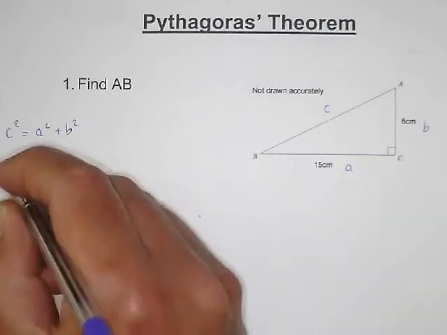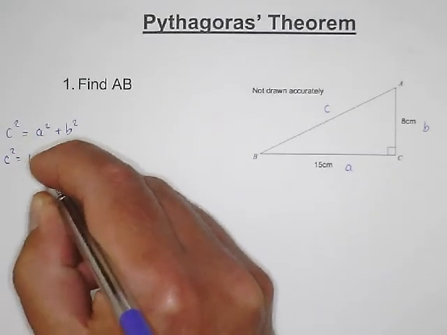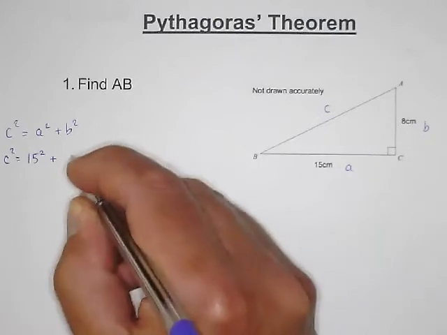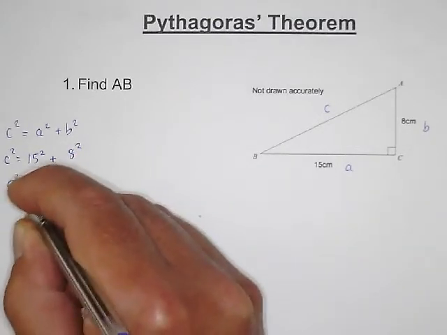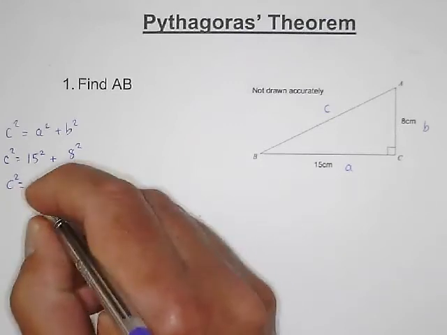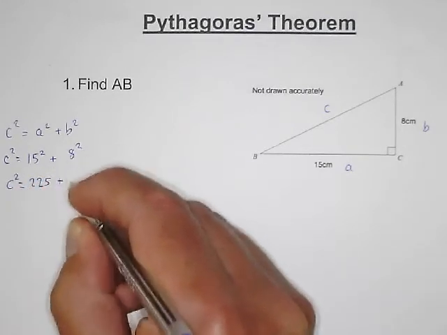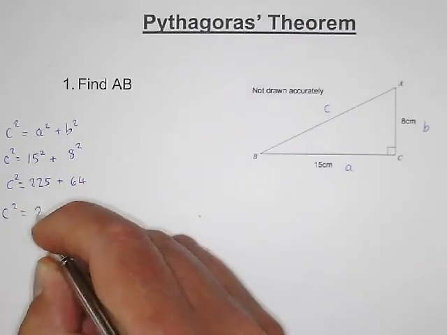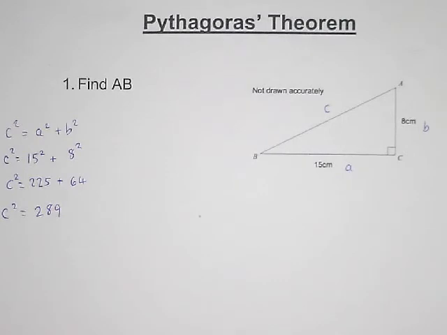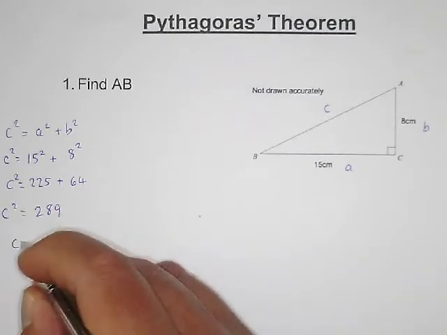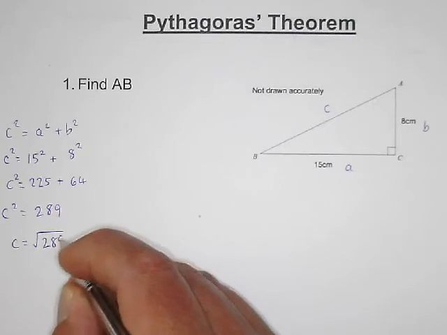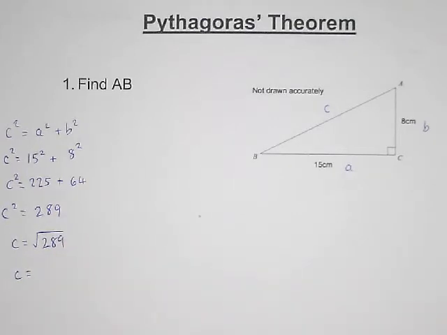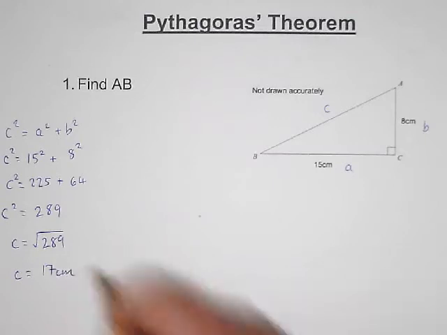We're going to substitute in the values we know. So our A is 15 squared and our B is 8 squared. So using our calculator, 15 squared is 225, 8 squared is 64. If we add these two up, that's going to give us the grand total of 289. And the final step then is C is equal to the square root of 289, which in this case is 17 centimeters.